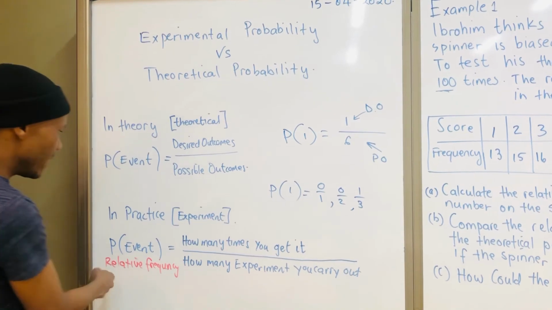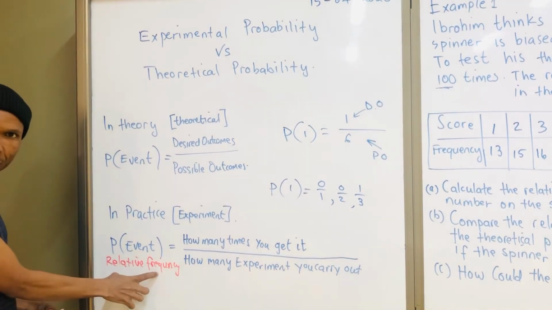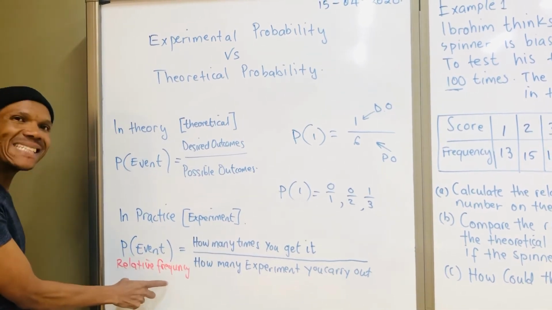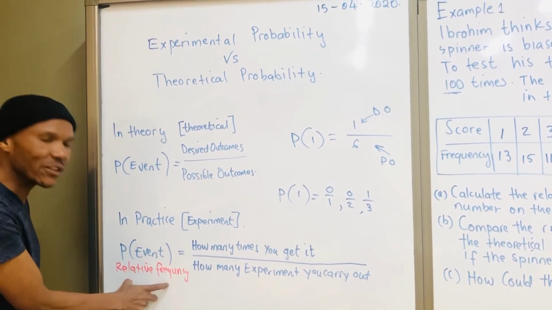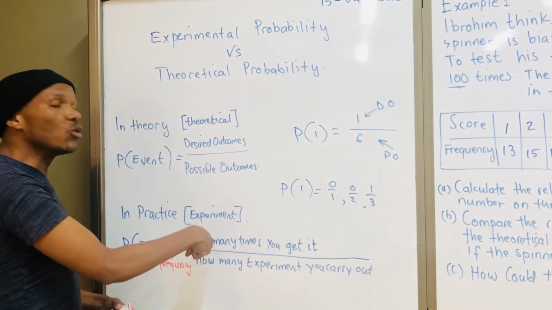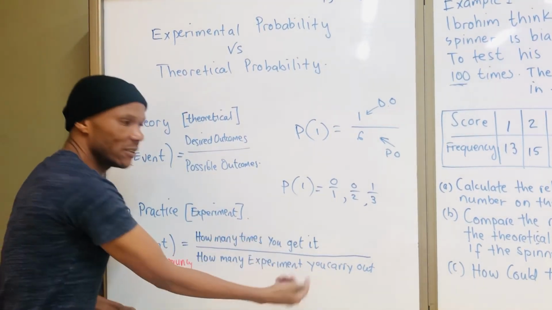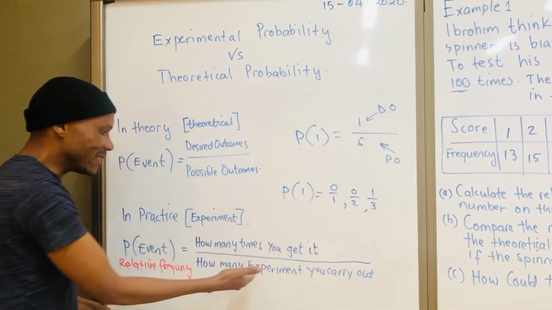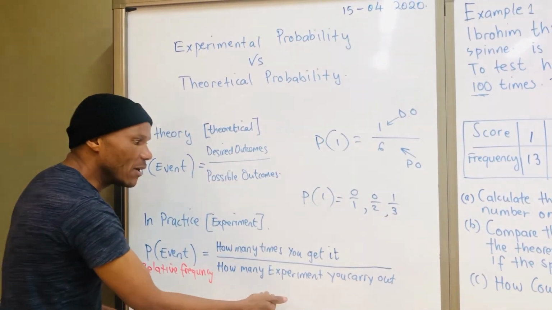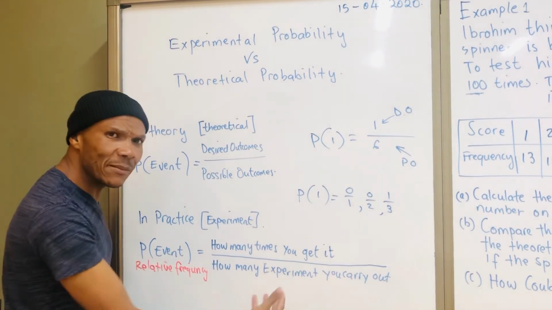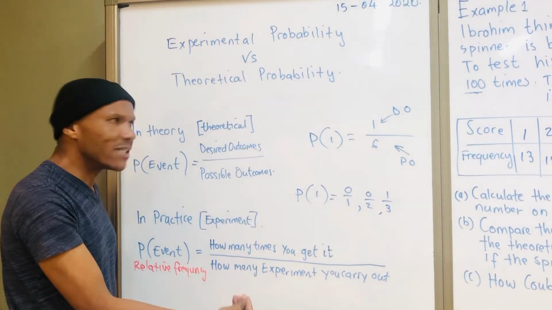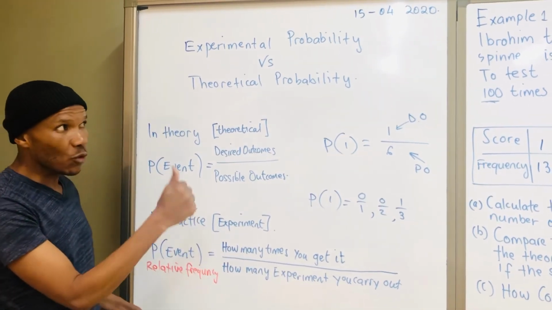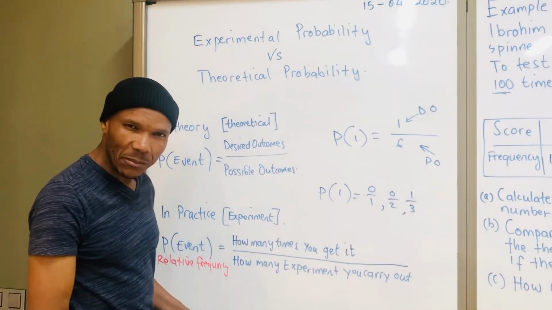So here is the relative frequency. We calculate experimental probability using relative frequency. Why relative frequency? Because now you are going to consider the number of times that you get the event, like I did there, right? Divided by the number of times that you carry out that experiment. I hope this makes the difference, and I'm going to look at the 2 examples after.